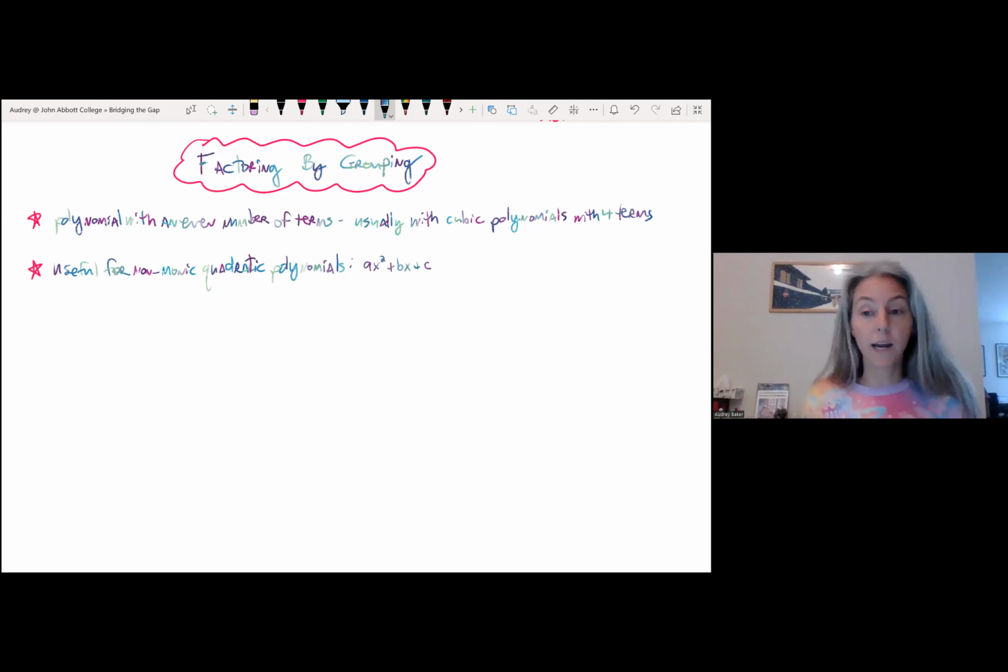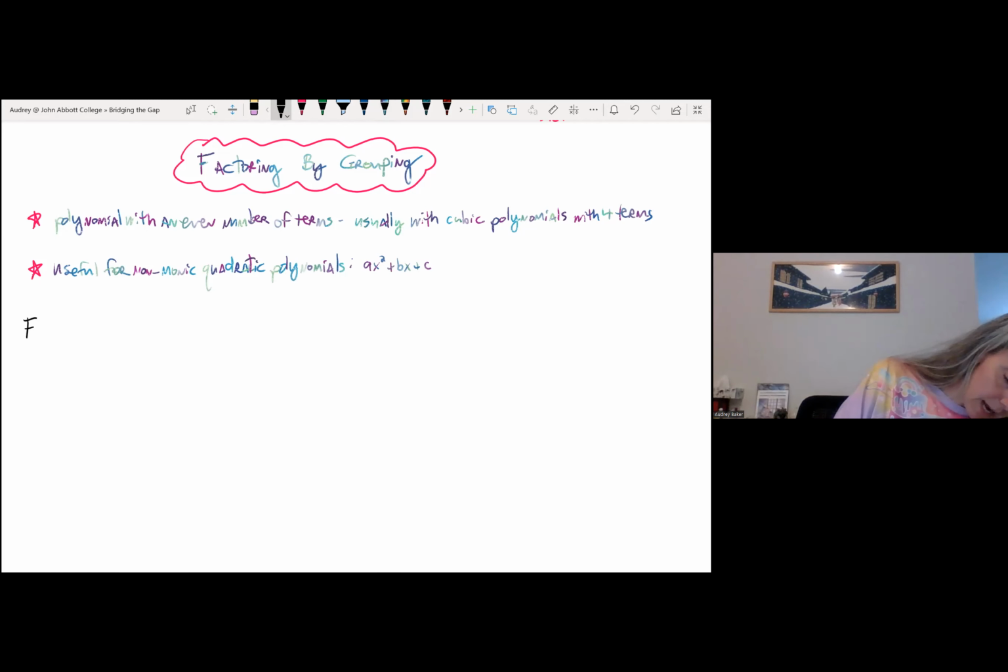Now in this video, we're going to come up with some steps for factoring by grouping, and we're going to use it to factor a cubic polynomial with 4 terms. In future videos, we'll understand how it can be useful for non-monic quadratic polynomials. So we want to factor the polynomial 2x cubed plus 4x squared plus 4x plus 8.